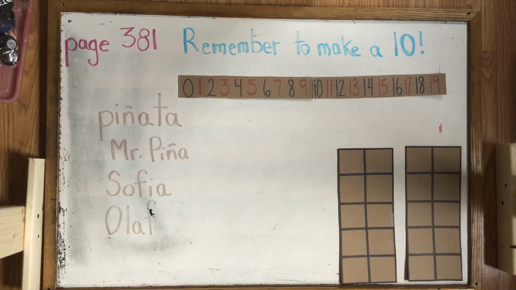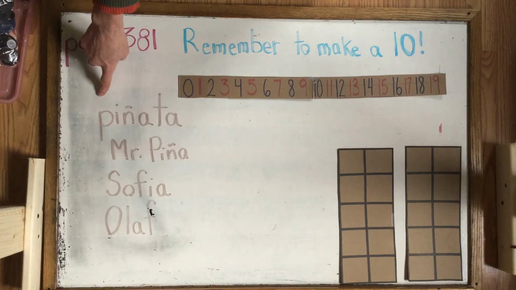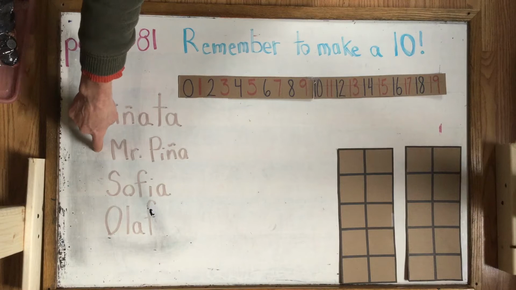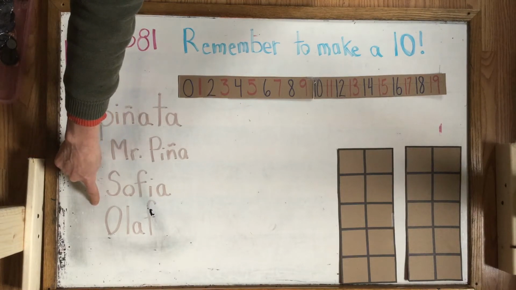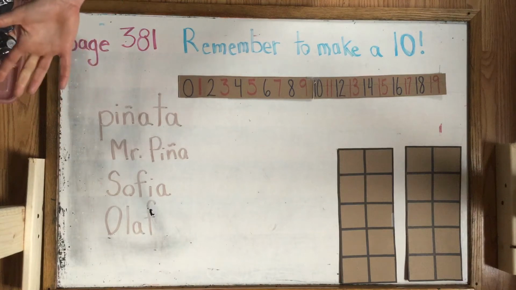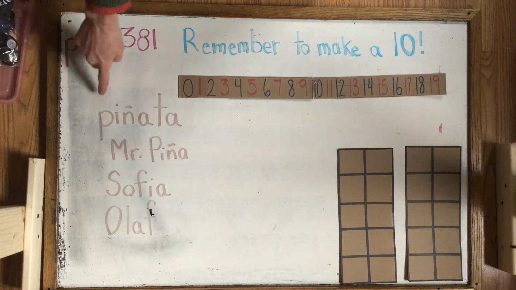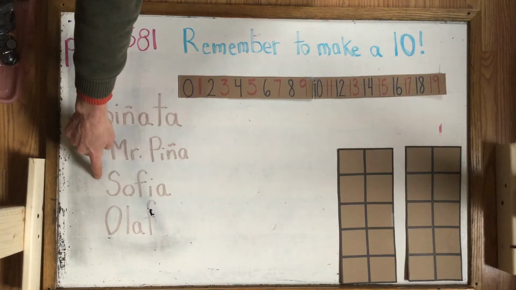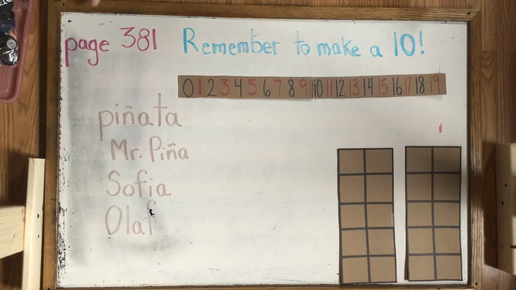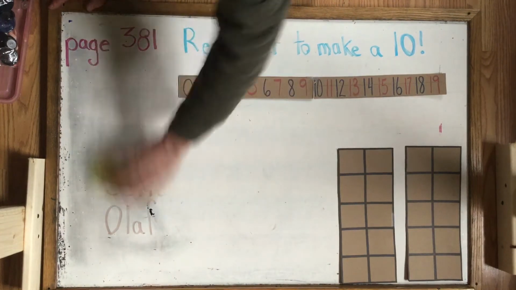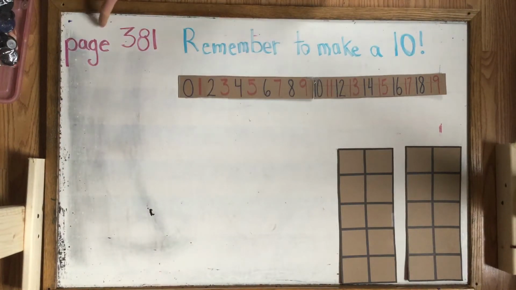Before we get started, you can get your math books and turn to page 381. So that's the page we're going to be starting on today. And I wrote down some words that are just in the word problems. They're not math words. In fact, most of them are names. The first word is piñata. Then we have Mr. Pina, Sophia, Olaf. So if you come across these words, you can think, oh my gosh, we went over them. I know them. They're piñata, Mr. Pina, Sophia, and Olaf. And they'll come in your word problems today. So I'll erase them. And you guys can turn to page 381.